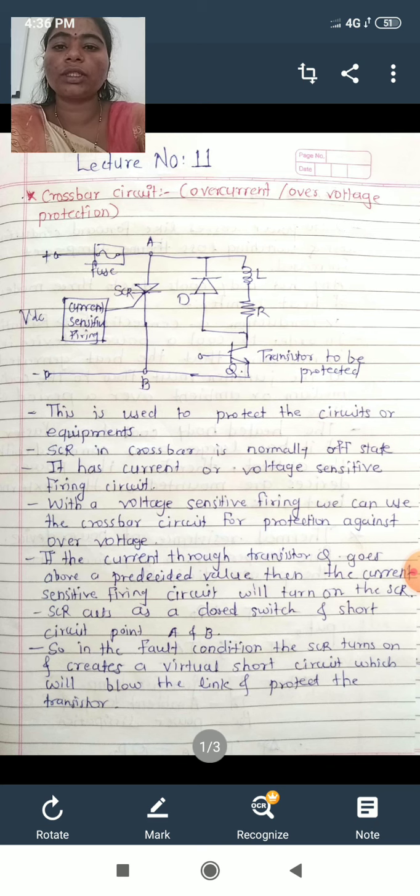Today we have to learn the crossbar circuit, the crossbar circuit for overcurrent and overvoltage protection. For this, see the circuit diagram. The circuit diagram is shown in the figure.